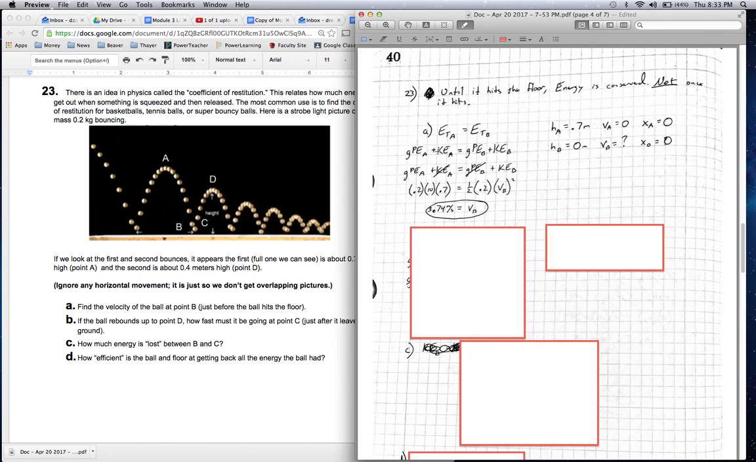It could have gravitational, it could have kinetic at each of these points. I know there is no kinetic at A. I know there is no gravitational at B. And so I can cross those out, and plugging in the numbers, I get the velocity at B is about 3.74 meters per second.